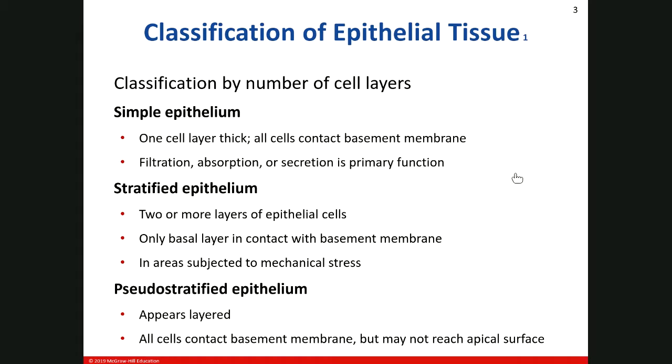When we're dealing with simple epithelium, primarily, their functions are going to be filtration, absorption, or secretion. Filtration and absorption are pretty straightforward. You'd much rather have one cell layer of thickness if you want to filter something in the body or absorb something in the body. You think it's easier to move a molecule of oxygen through one layer of cells or 50 layers of cells?